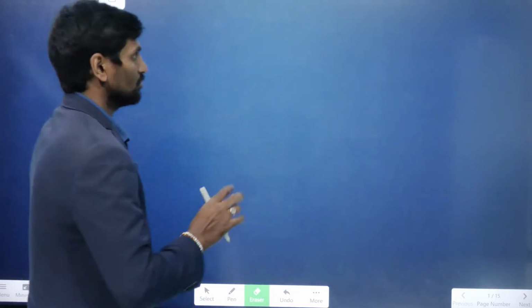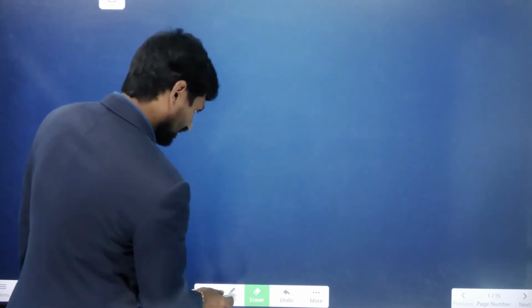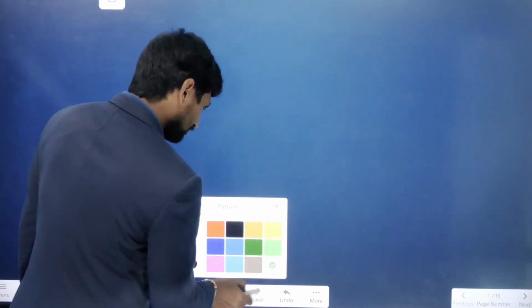Before going to today's class, we discussed in our previous class about rational numbers, right? What are rational numbers, how can we identify rational numbers between them, and the decimal form of rational numbers? What is the decimal form of a rational number? It is either a terminating decimal or a non-terminating repeating decimal.